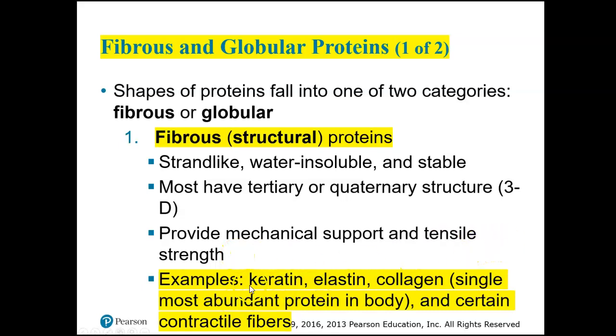So examples would be keratin, which you find in the outer layers of the epidermis of your skin, elastin, collagen, which is the single most abundant protein in the body, and then certain contractile fibers like actin and myosin.